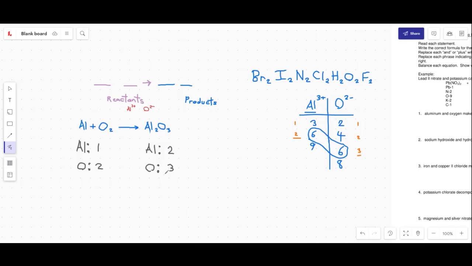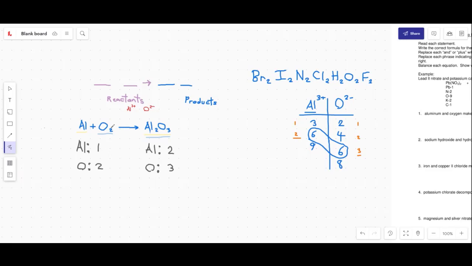Now, usually you want to balance whatever is easiest to balance first. The easiest element to balance is typically going to be the element that is present in the fewest places. In this case, both of them are equally easy to balance because, for example, aluminum is only present in 2 compounds, and oxygen is only present in 2 compounds. So it's going to be equally easy to balance either one. So let's go ahead and balance aluminum.